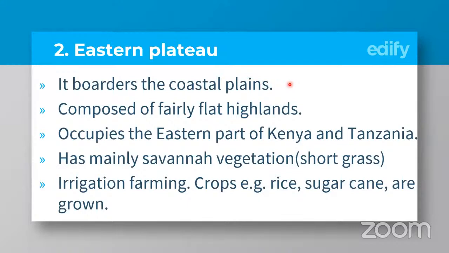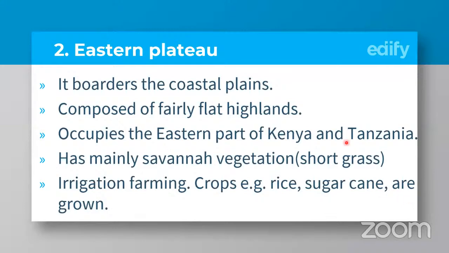What else? So that is it. It is fairly flat. It has highlands that are fairly flat. It occupies the eastern part of Kenya and Tanzania. It basically has short grass as savanna vegetation, and irrigation farming is carried out. So that is it about the Eastern Plateau.